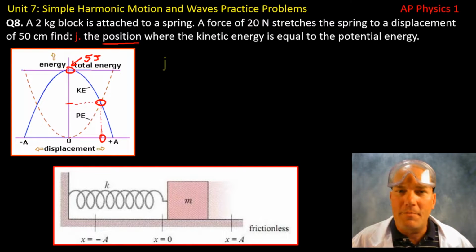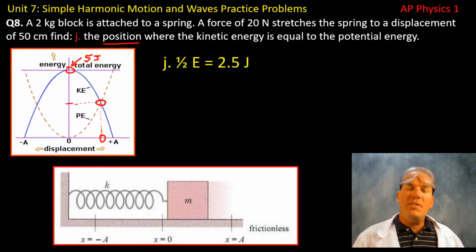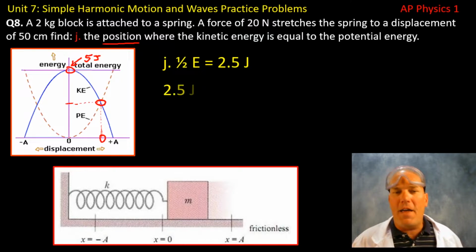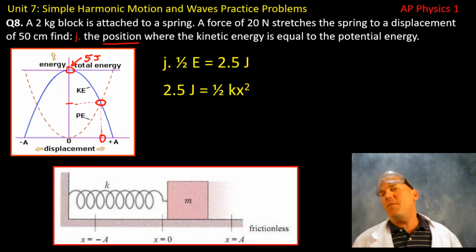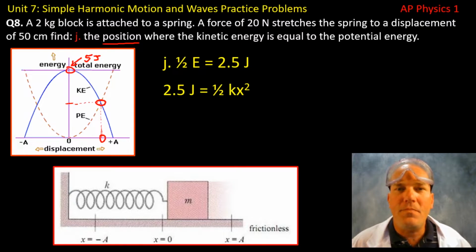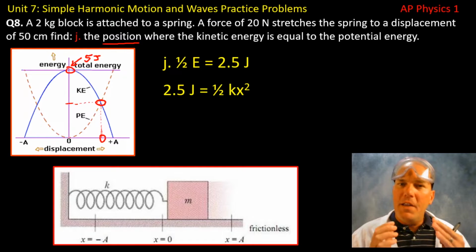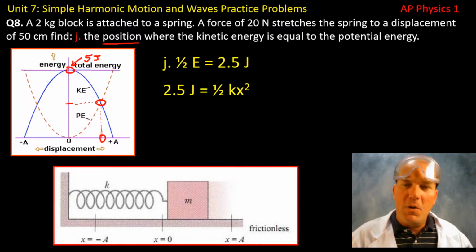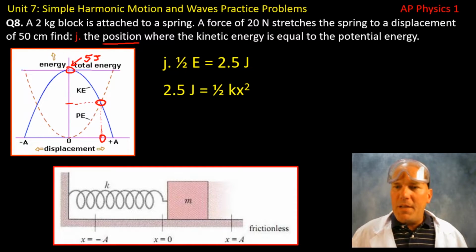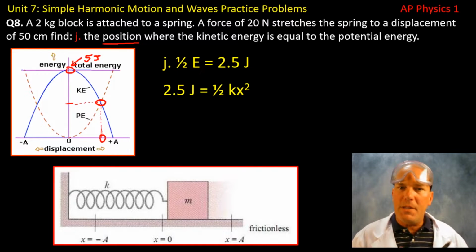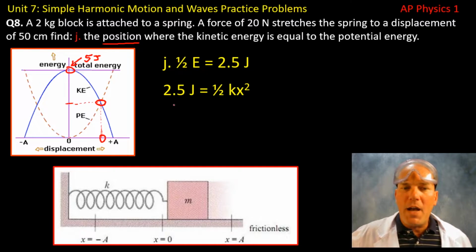Let's look at why. In part J, half of our energy total was 2.5. So if we set 2.5 equal to the spring potential energy and solve for x, we're going to find that it is not halfway. It is not 50 divided by 2 is 25 centimeters. Therefore, 0.25 meters must be that position. That is incorrect. And I hope you can see why.